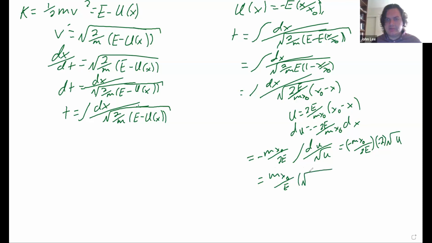times the square root of 2E over m times x naught minus x, evaluated from x naught to x, which is just going to be equal to 2 square root x naught.